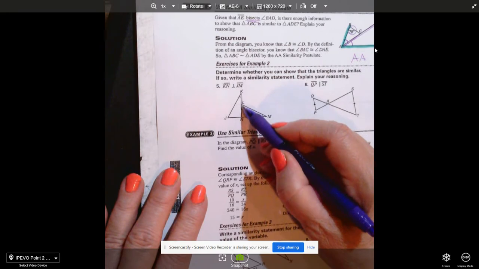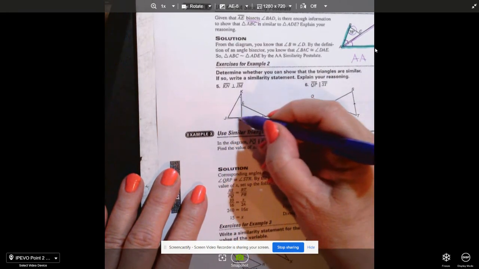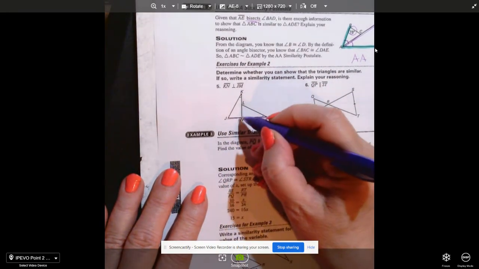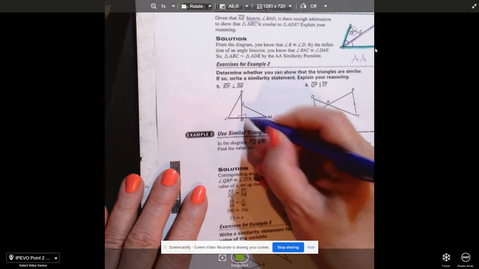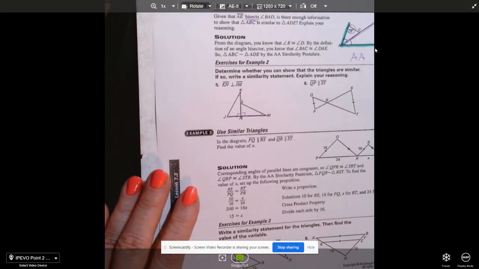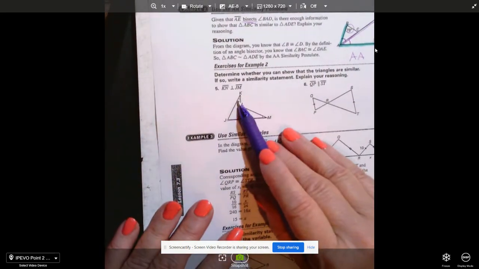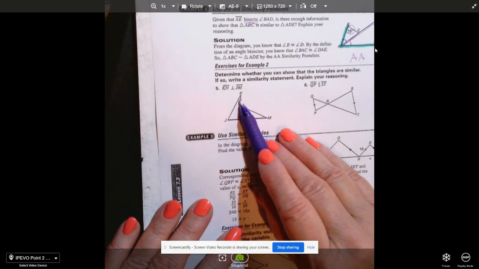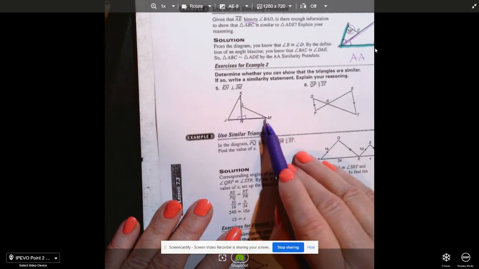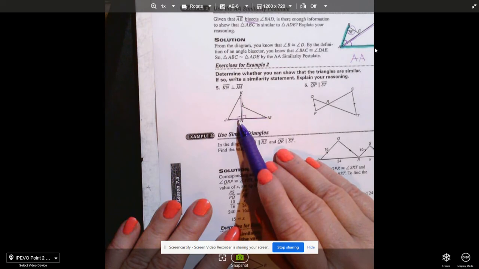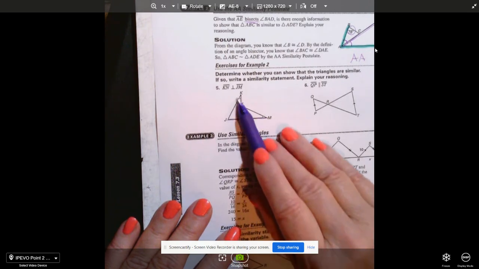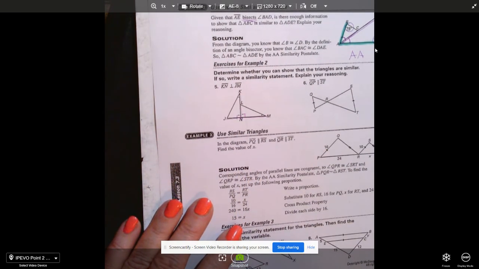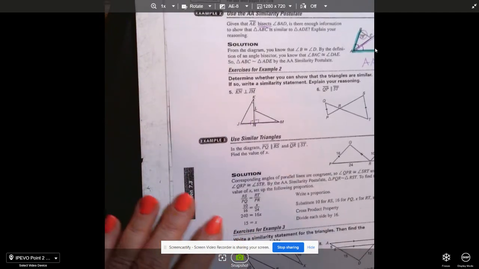So if KN is perpendicular to JM, that means that this is a 90-degree angle and that this is a 90-degree angle. Well, K is congruent to M. That's what those little tick marks mean there, that those are congruent. And this is 90 degrees and this is 90 degrees. So I have enough information to say that they are similar.